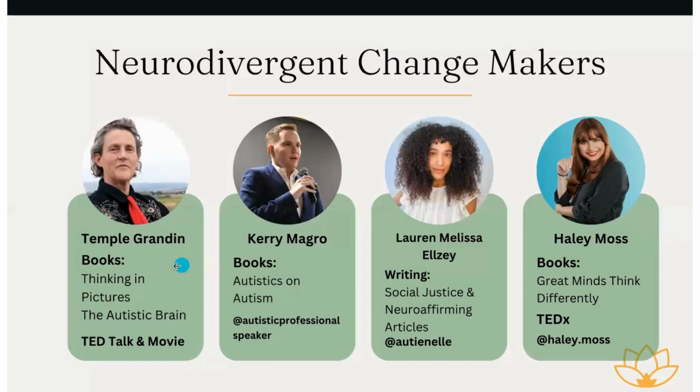So one of the most popular autistic self-advocates is Temple Grandin. She has a few books, TED Talks. There's also a movie about her. So a couple of her books are Thinking in Pictures and The Autistic Brain. She also has a TED Talk. Again, she has a couple of movies about her.